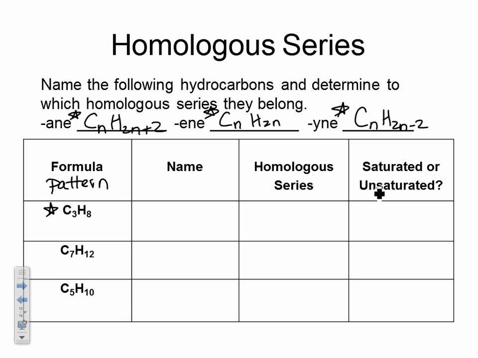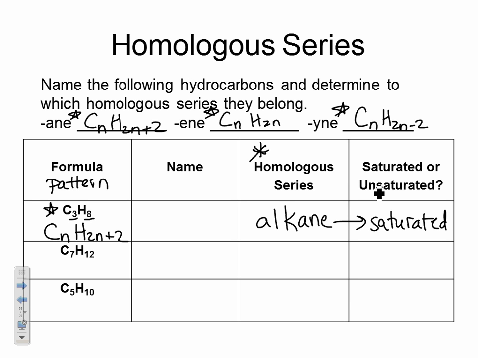Well, if it has 3 carbons, and then you double it, you get 6. But then if you add 2 more, you get 8. So this is the general pattern of CnH2n+2. So if it's that general pattern, then the next thing I'm actually going to fill in is the homologous series. Because if it's that general pattern, then I know it's an alkane. And if I know it's an alkane, then it has to be saturated by definition. I'll do the names last for each one.